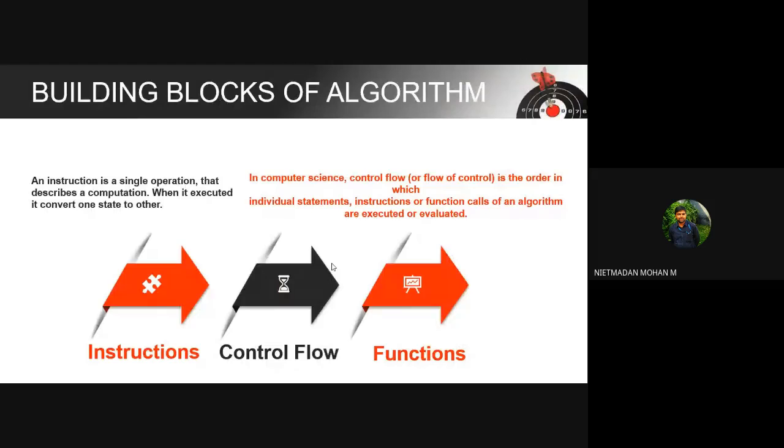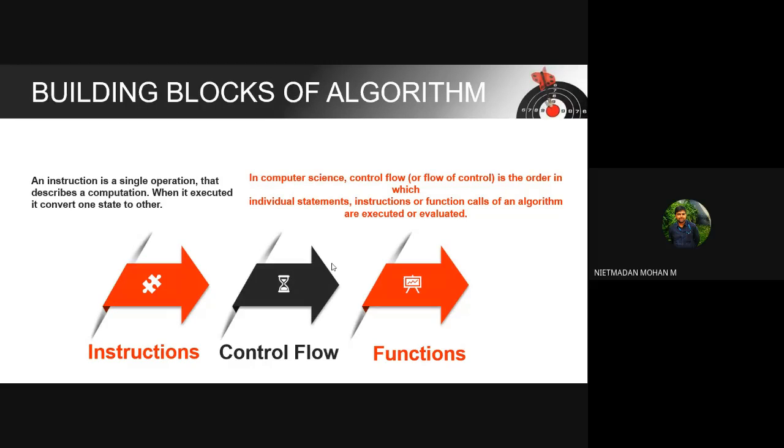So in the previous class we discussed the algorithm, right? We have seen some of the programs, some examples of how to write an algorithm for finding the greatest of three numbers and finding the factorial of a number. Correct?